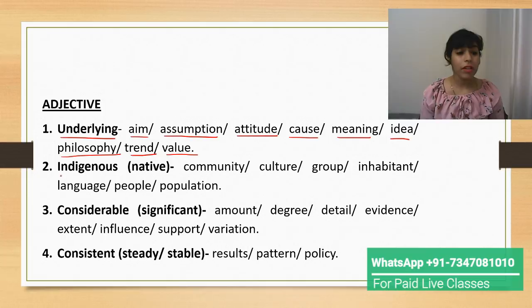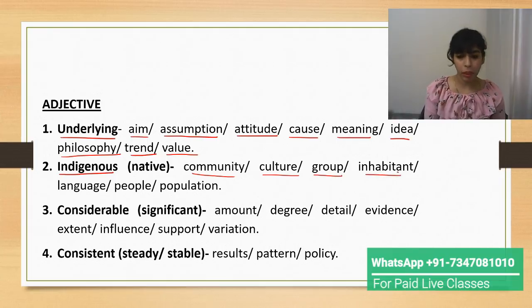Second adjective, indigenous. You must have heard this word, and this word is most often, I would say, used in the reading module as well. Indigenous means natives. So indigenous community, indigenous culture, indigenous group, inhabitant, people who live somewhere, inhabitants, language, people, population. So there we use indigenous.